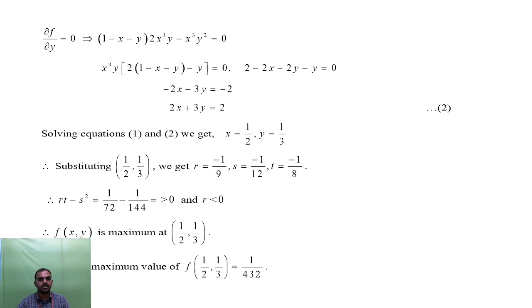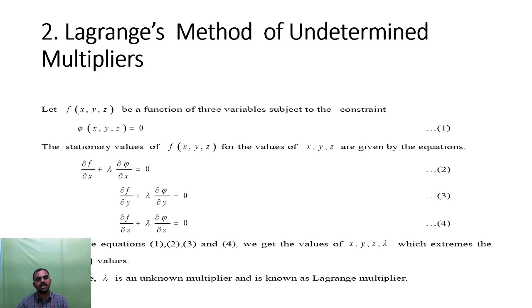Next one, see Lagrange's method of undetermined multipliers. So let f(x, y, z) be a function of 3 variables subject to the constraint φ(x, y, z) = 0. The stationary values of f(x, y, z) for the values of x, y, z are given by the equations ∂f/∂x + λ ∂φ/∂x = 0.